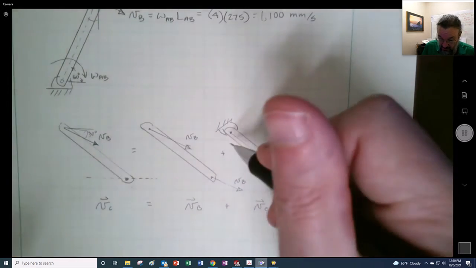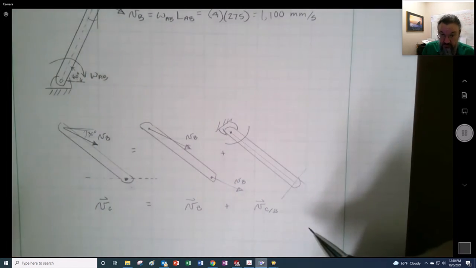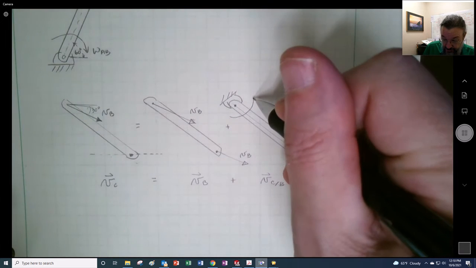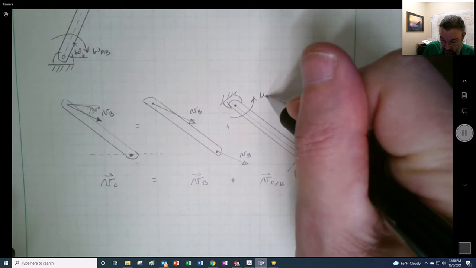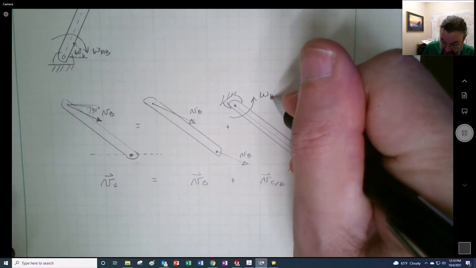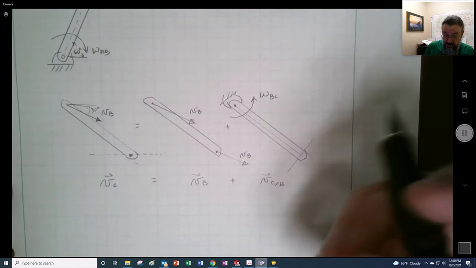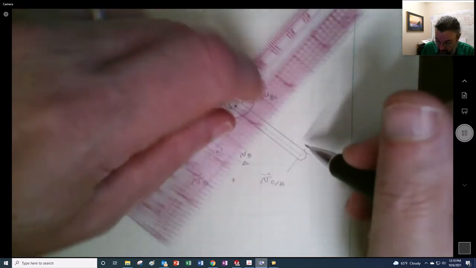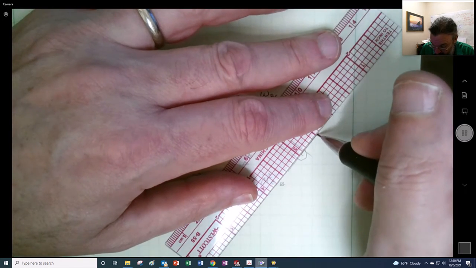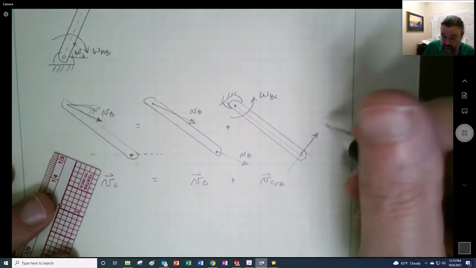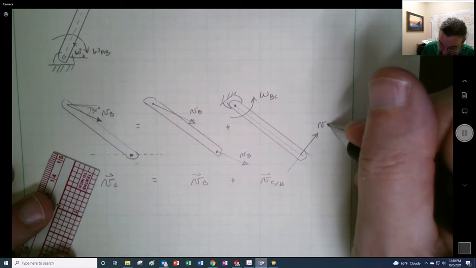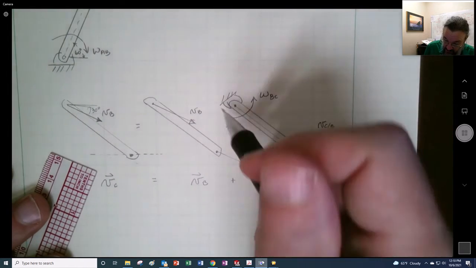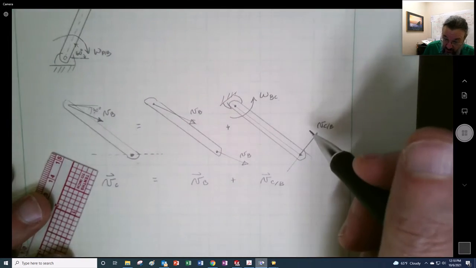So this is going to rotate, and we can pretend like we don't know which direction it's going to rotate. So I'm going to say that this is omega BC, right? That's this thing's rotation, and I'm choosing it to be counterclockwise, which means that the velocity of C with respect to B is going to be going that way because of that counterclockwise rotation.